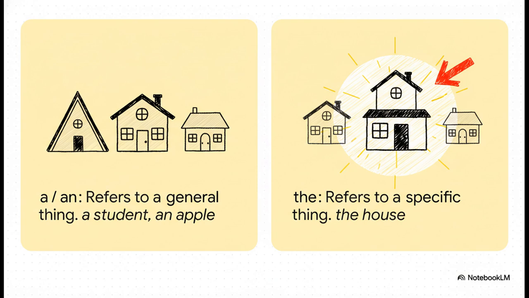Now, don't underestimate the power of these three tiny words, a, an, and the. They do a critical job. A and an point to something general, like a student, any student. But the is like a spotlight, pointing to a specific one, the house. That small difference is actually huge for being clear.